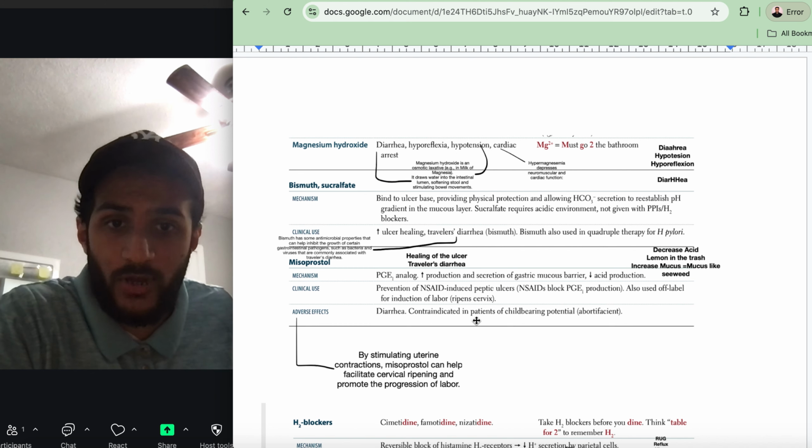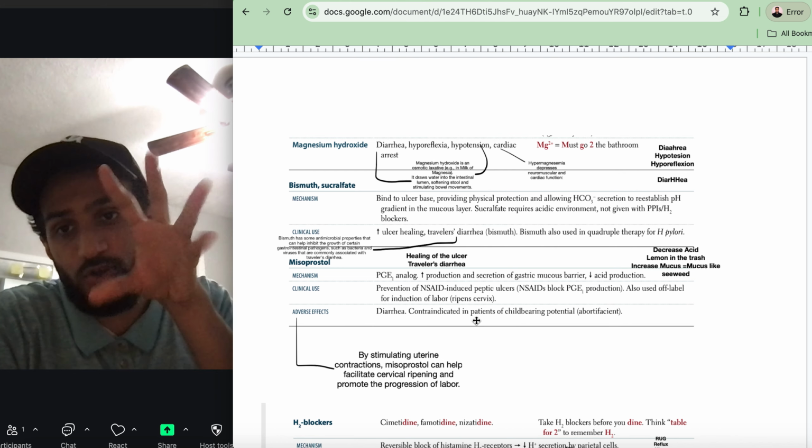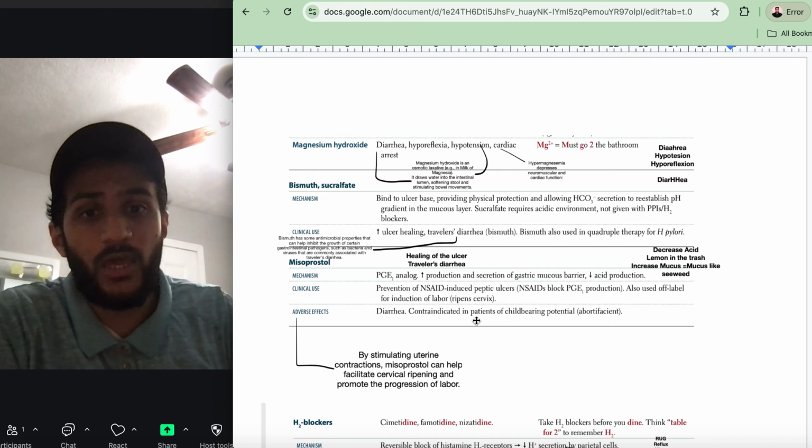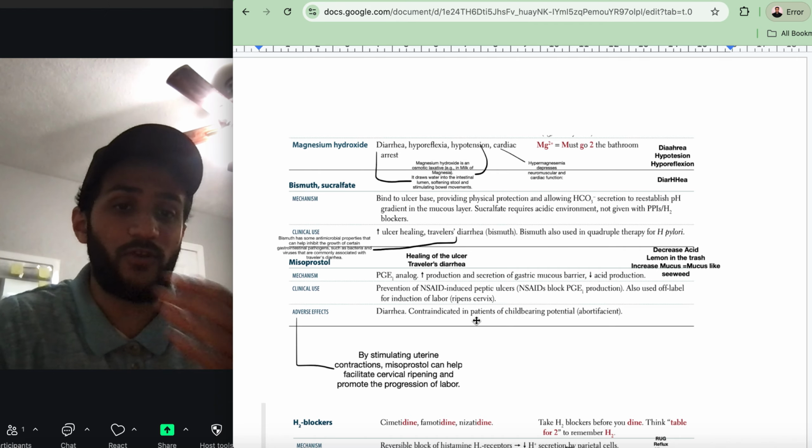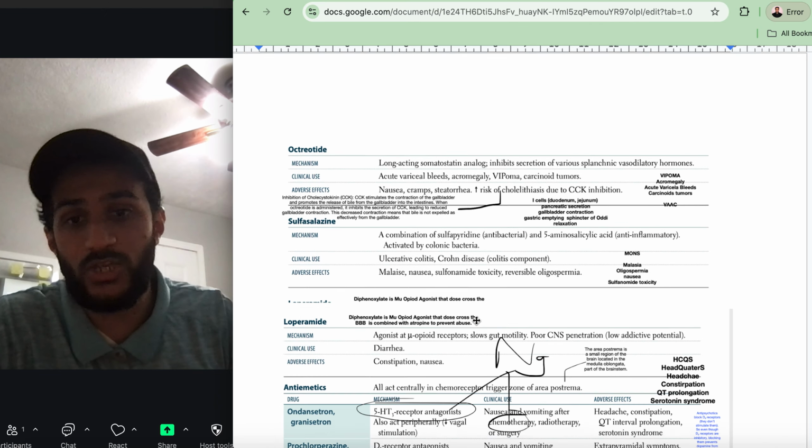They increase production and secretion of the gastric mucus barrier and decrease acid production, so they decrease NSAID-induced ulcers. They are also prostaglandins, so they cause contraction of the uterus. An adverse effect is that they are contraindicated in childbearing because they can potentially be abortifacient.